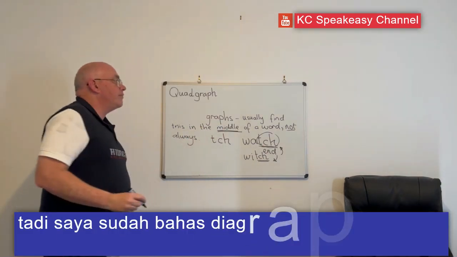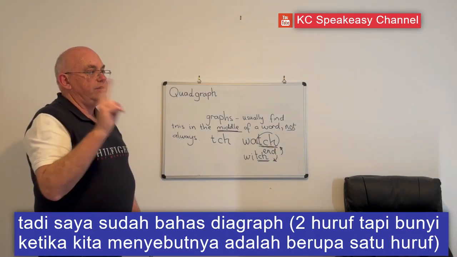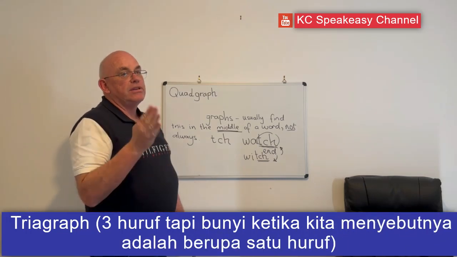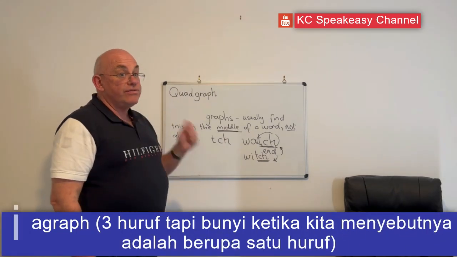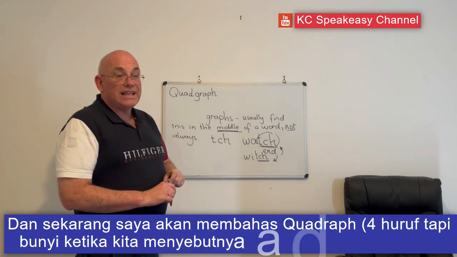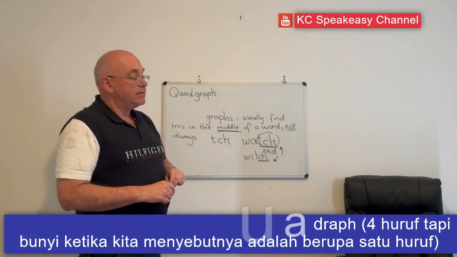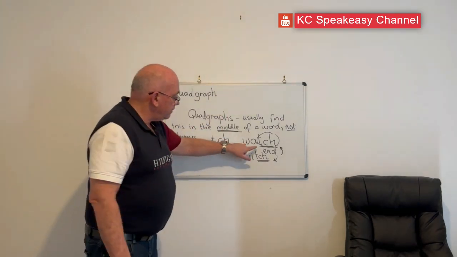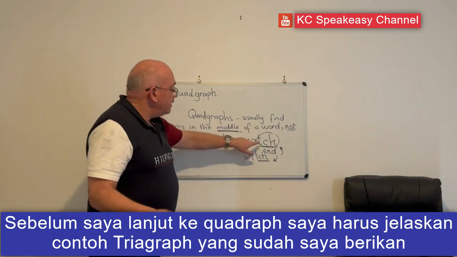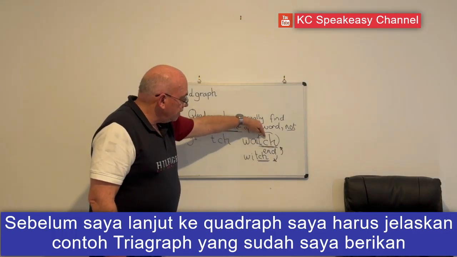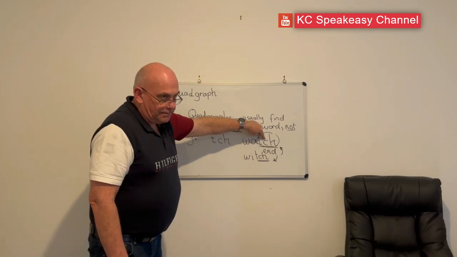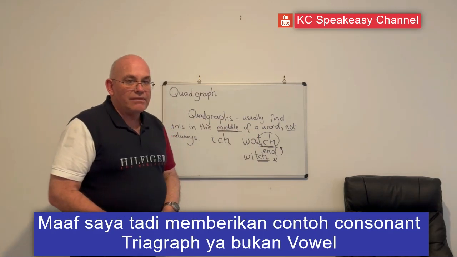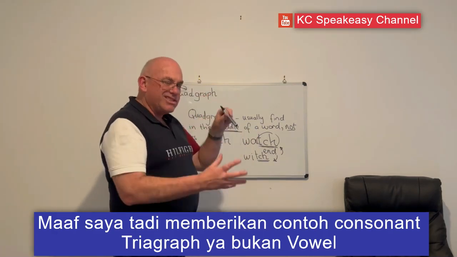Now, so we've had a digraph with 2, we've had a trigraph with 3, and now I'm showing you a quadraph, which is 4. And again, it's 4 letters that make one sound. All right, 4 letters. So now I should point out before I get on that these ones weren't vowel digraphs. That was like a consonant digraph. But that's okay. Sometimes we can change over.